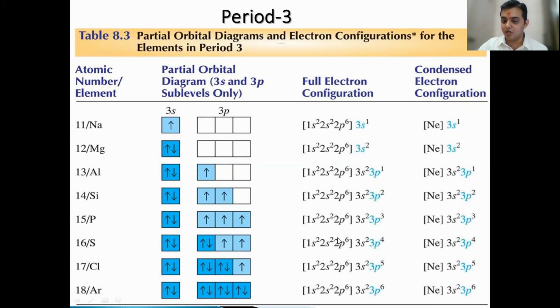Same way 16, neon is 10. For 16, sulfur, what will we do? Neon 10. 3s2 is what? 11, 12. And 12 to 16 is 4. So it is 3p4. Similarly, chlorine is 17. Neon 3s2, 3p5. That is 10, 3s2 is 11, 12. And 3p5 is 17. Okay. Similarly, argon is neon 3s2, 3p6. That is coming to 18.